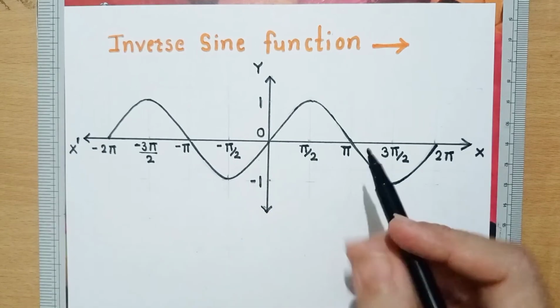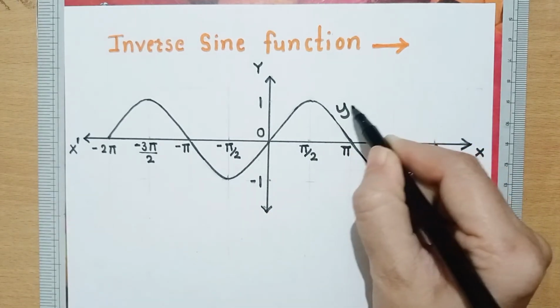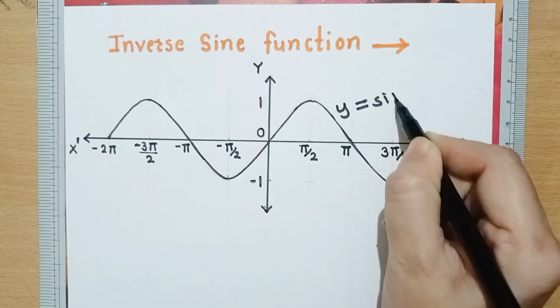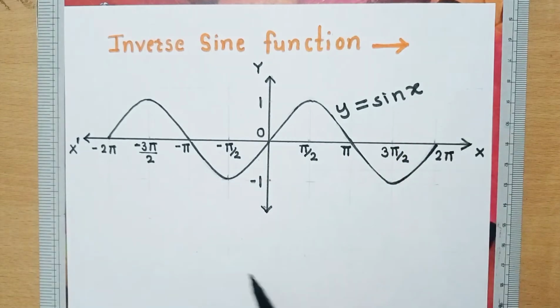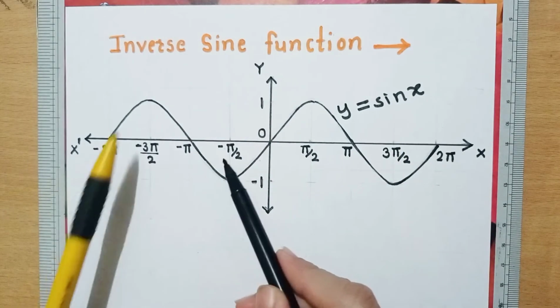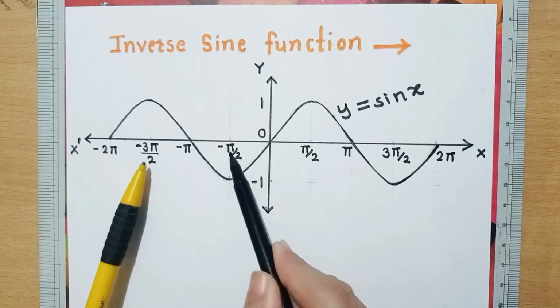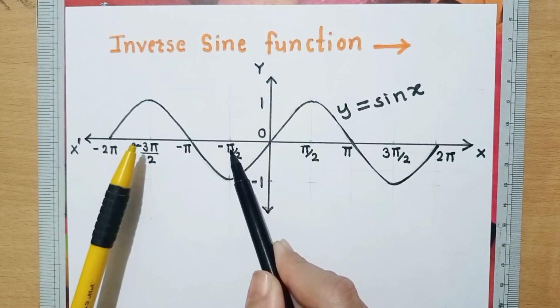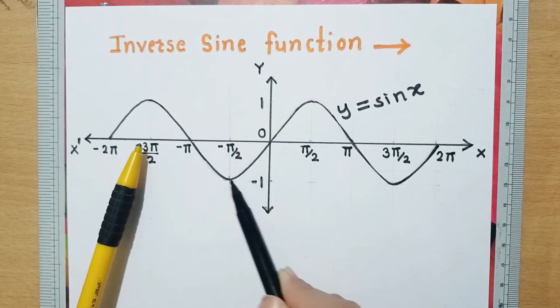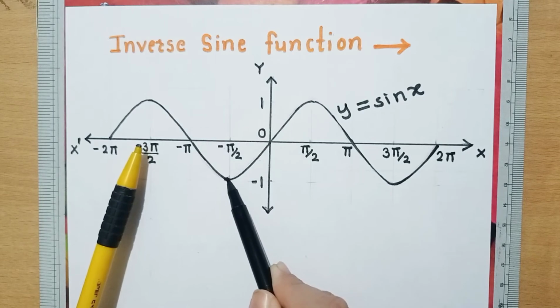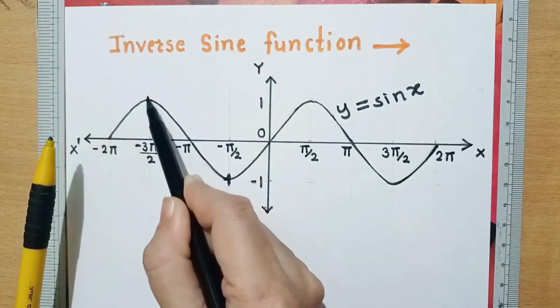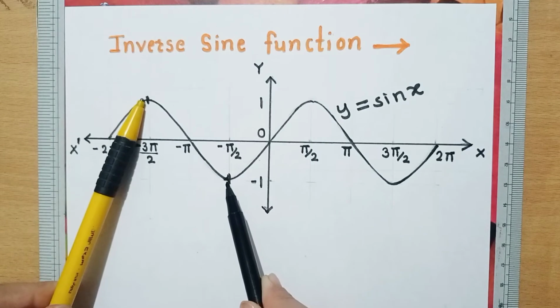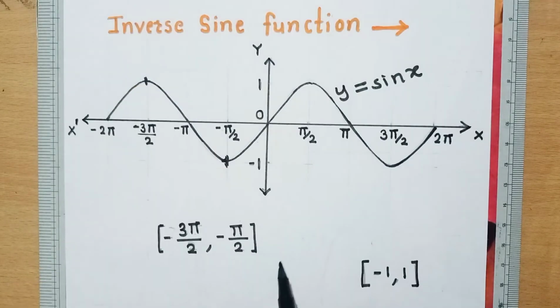This is the graph of the sine function. So I'll write here y is equal to sin x. Now check these angles, minus 3 pi by 2 to minus pi by 2. In this branch, the value of the sine function is minus 1 to plus 1. Check this from this to this. So this branch is related to this minus 1 to 1.